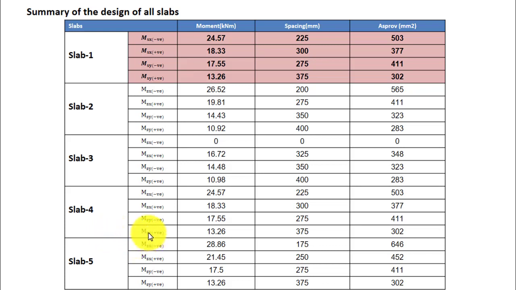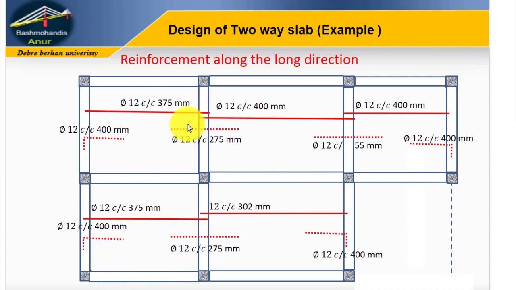In this video I'm going to show you detailing only in the longer direction. Then you will do it by yourself for the shorter direction. Reinforcement along the longer direction: we have already designed slab 1, you have seen that. Therefore this is the reinforcement in the longer direction for panel 1. For example, this reinforcement is phi 12 center to center 375, which means reinforcement in the longer direction at span.